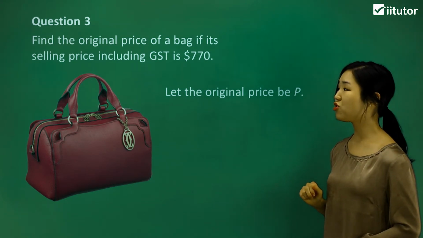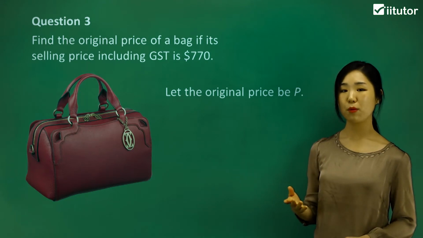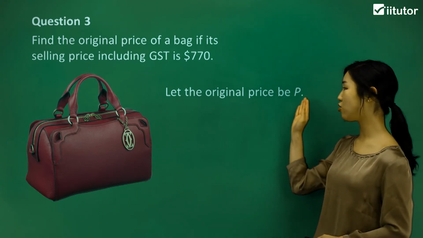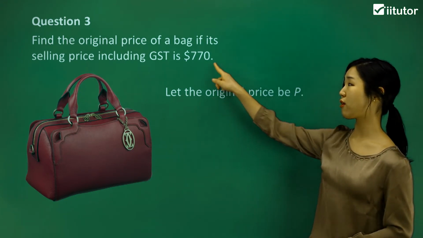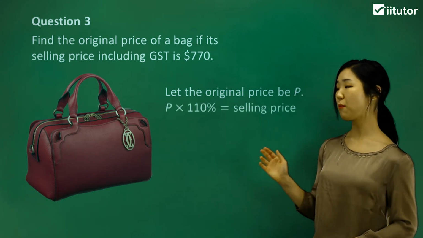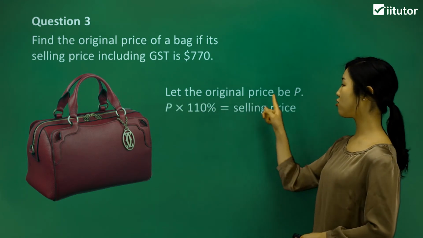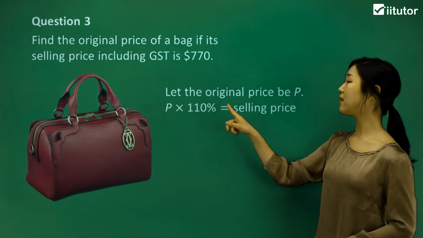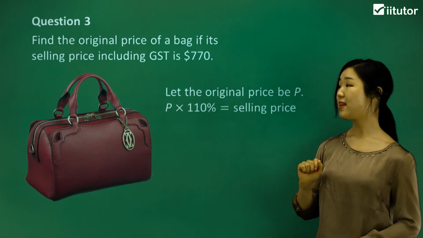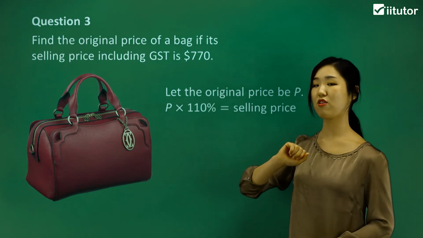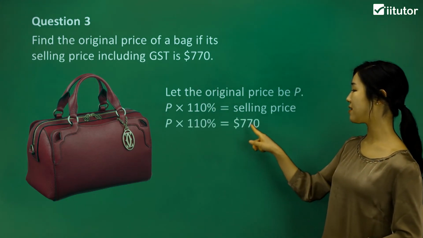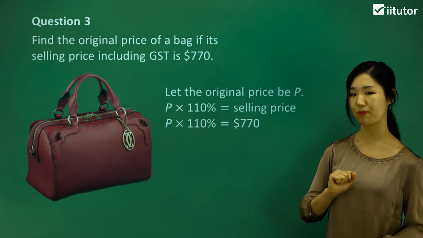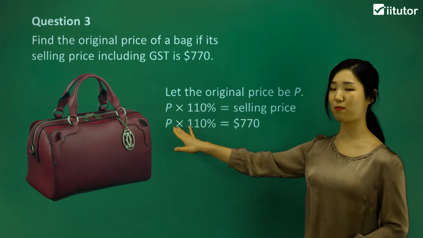Now, because GST is 10%, we have to apply 110% to the initial price in order for us to get to the selling price, isn't it? So I'm going to write that. The initial price, the original price P, times by 110% will be equal to the selling price. Now they tell us what the selling price is. It's 770, isn't it? So I'm going to replace the selling price with 770. So now all we need to find is P.